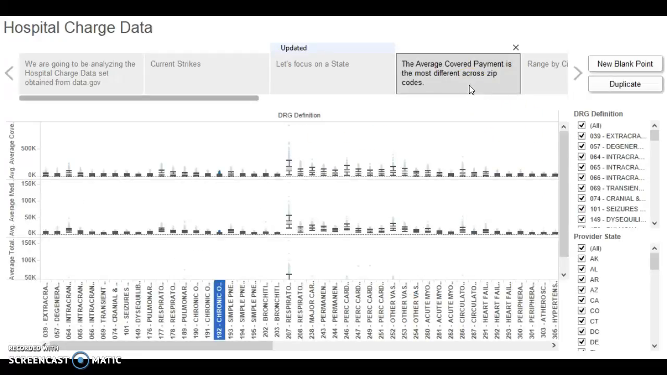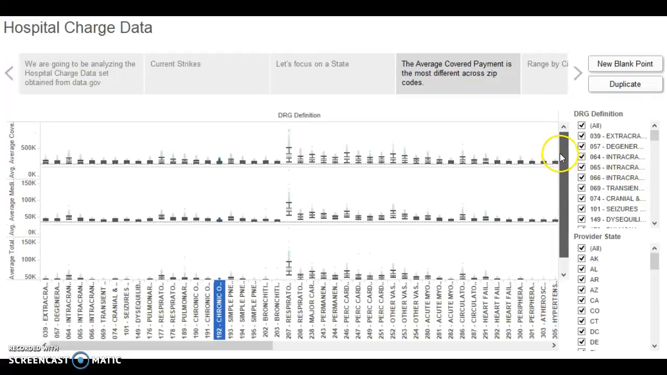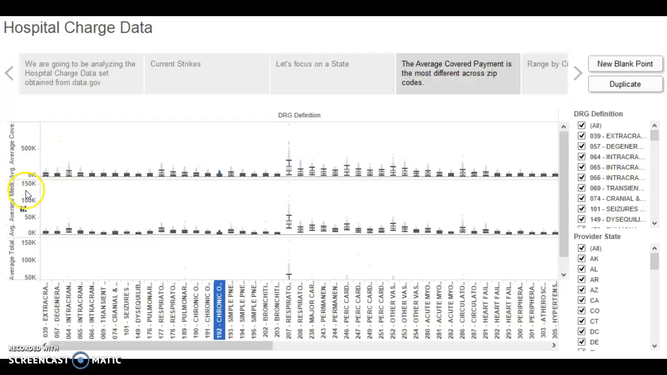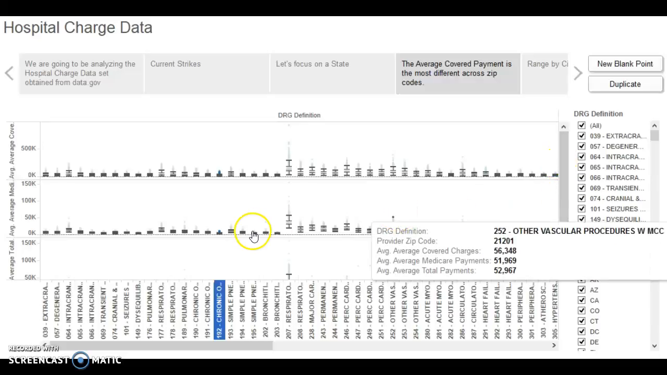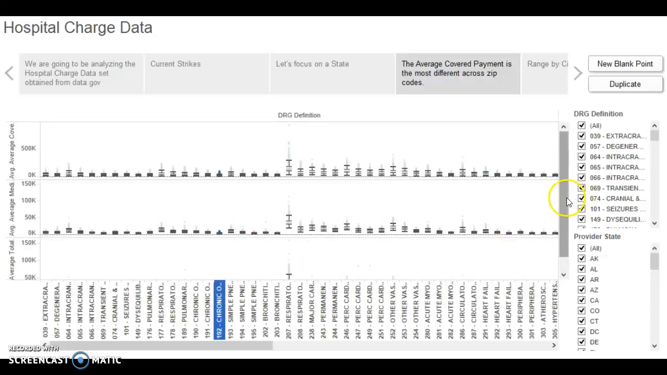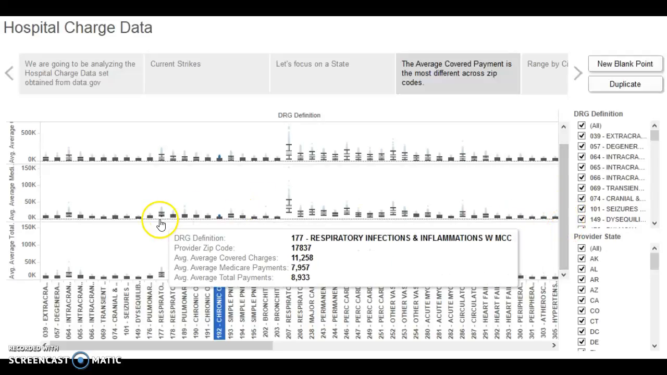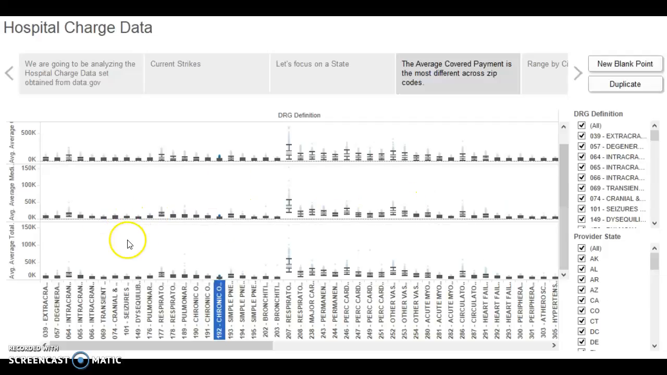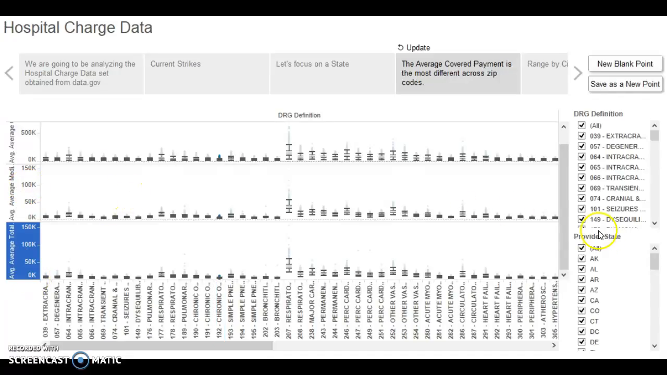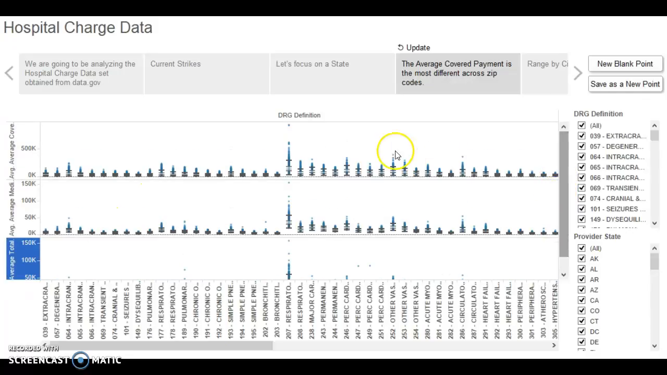Now, looking at the data, this box and whisker plot, and right here we have the average covered charges, the average Medicare payments, and the average total payments. And if you look, this is the whole country, and you can't really see much here, but the average total payments and the average Medicare payments range from 0K to 150K. But then when you look at the average covered charges, it goes from 0 to 500K.